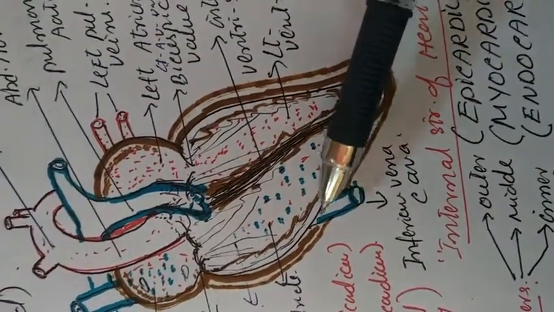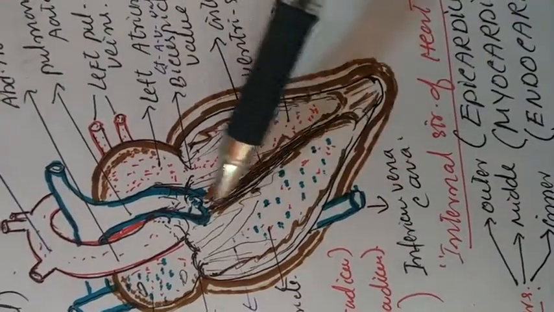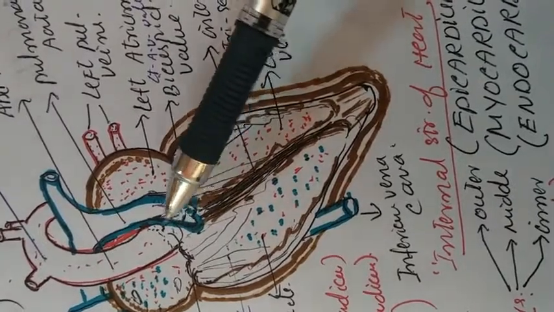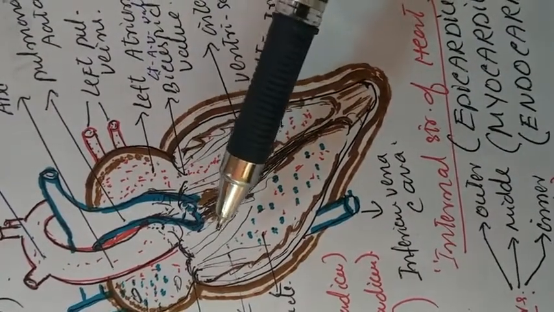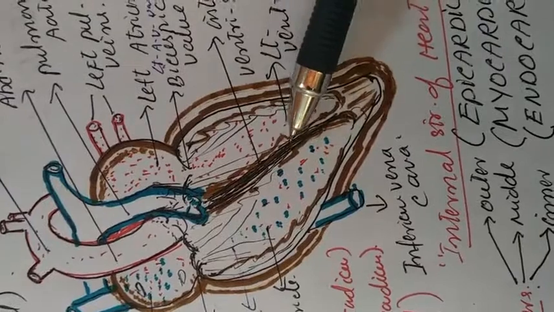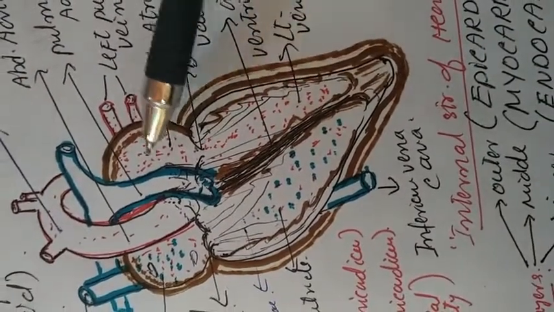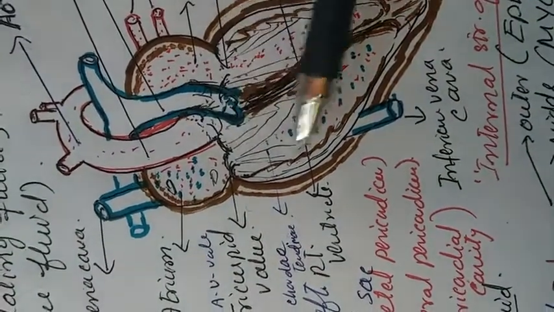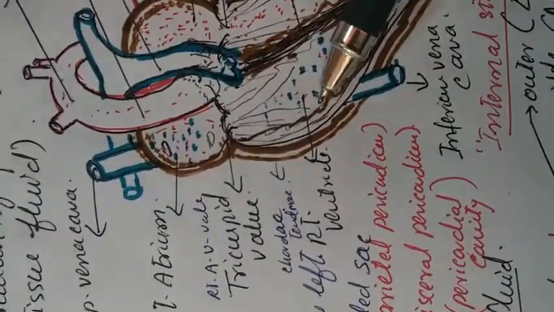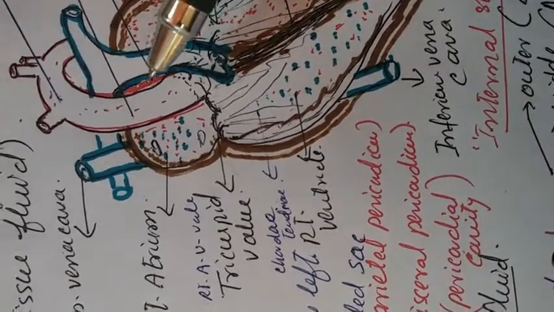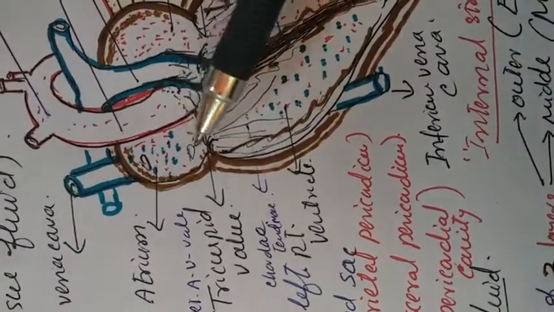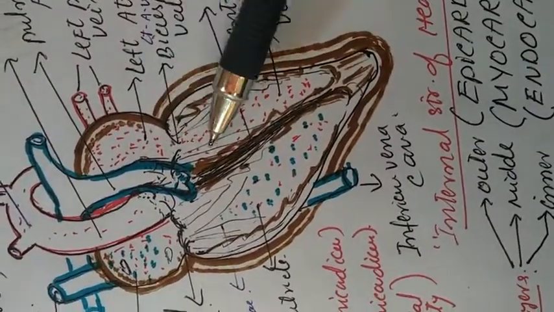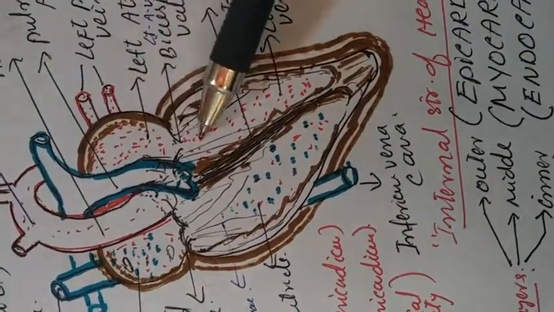Now this septum has an opening between the right auricle and the right ventricle, which is known as the right auriculoventricular valve. This right auriculoventricular valve is also known as the tricuspid valve because it has three cusps in structure, whereas the left auriculoventricular valve is also known as the bicuspid valve.